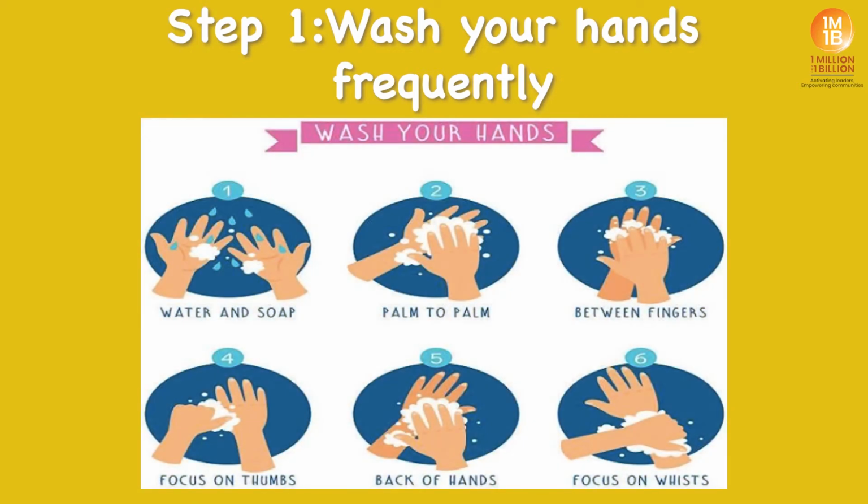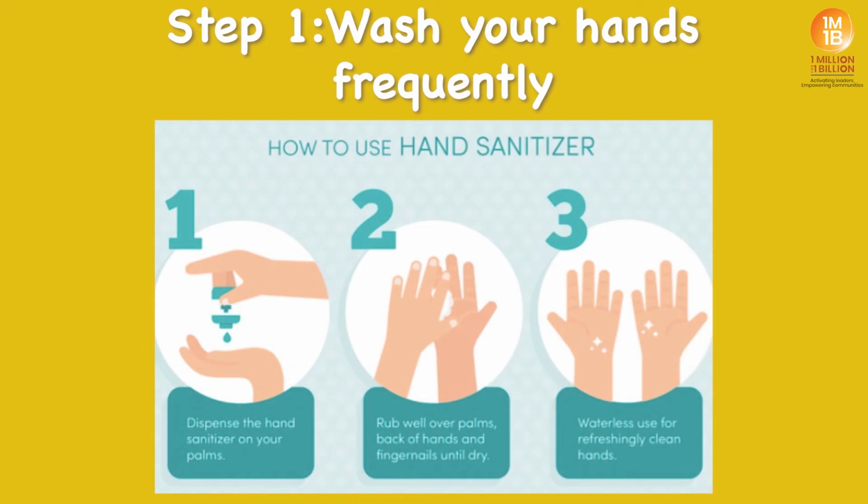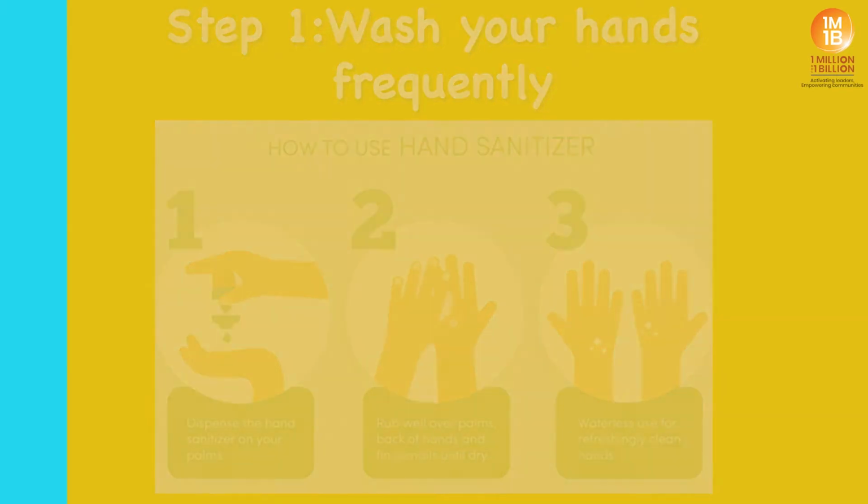Wash your hands regularly and frequently with soap for at least 20 seconds. As shown in the picture, wash in a manner such that all your fingers and both sides of hands are covered. Use alcohol-based hand sanitizer in absence of soap and water. Rub over palms, back of hands and fingernails until dry.